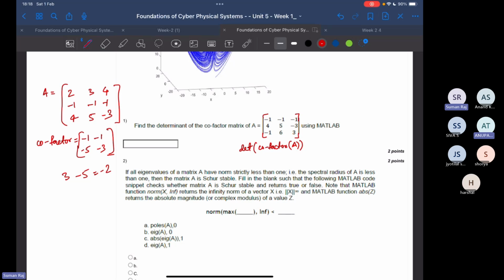Okay. So the answer is -2. Yeah, they should have specified which cofactor. There would be multiple, right?